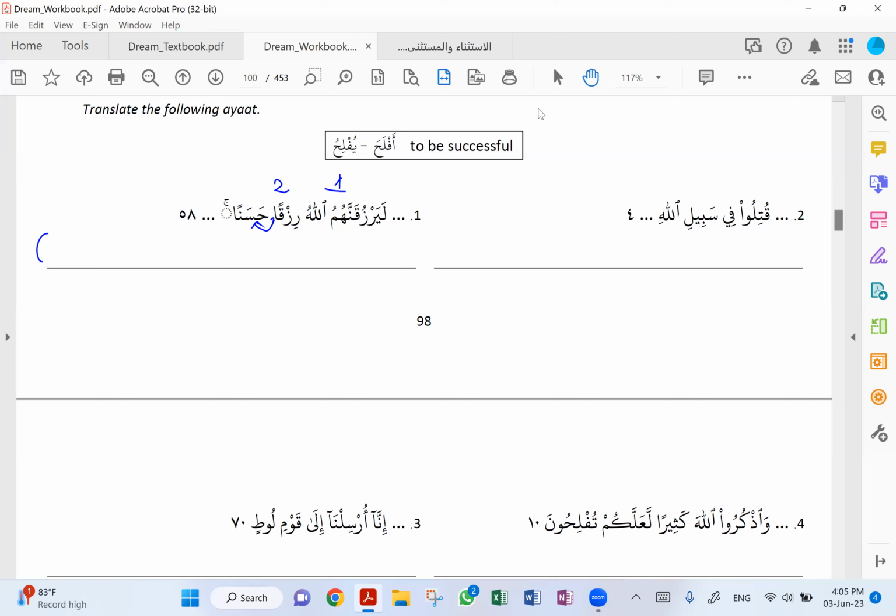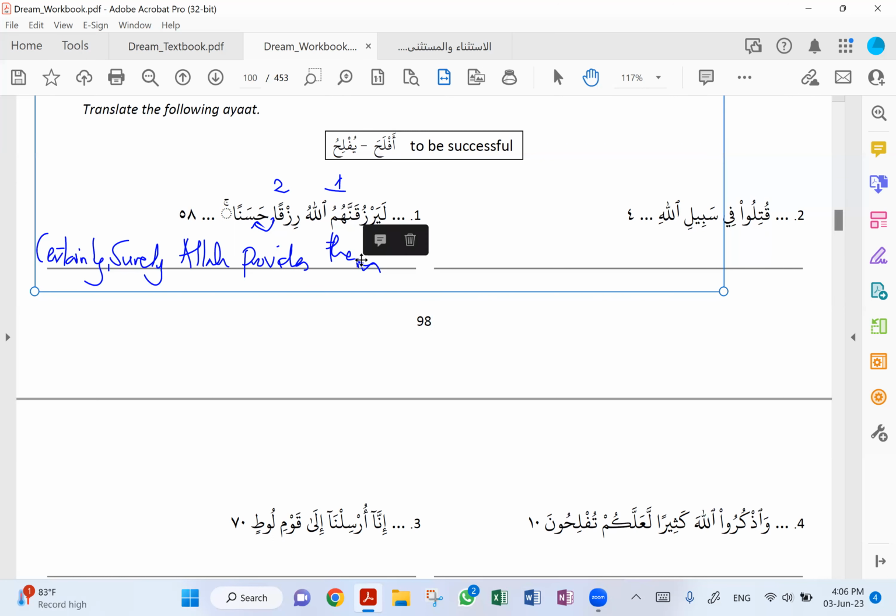Certainly, surely, Allah provides them a better provision. I think I'm not going to be writing because it takes me a lot of time to write and my handwriting gets worse every time. Or maybe I can type. I don't know. I think it'll be easier to type maybe.